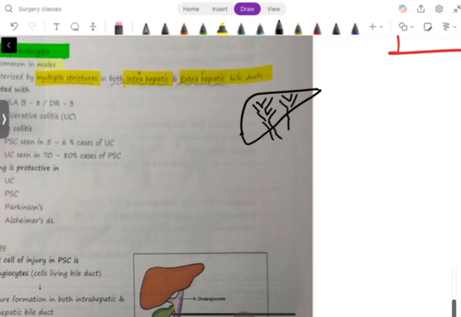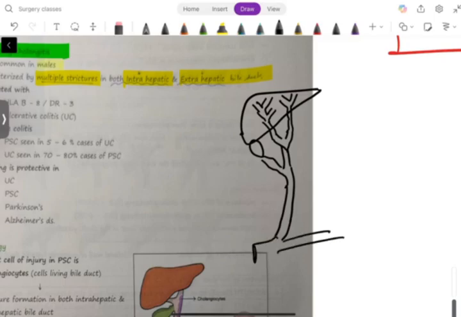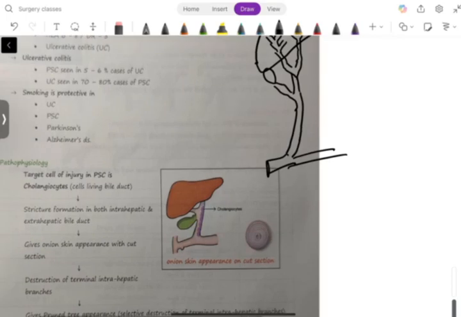These form the right hepatic duct and left hepatic duct. After this there will be the gallbladder, cystic duct, and this will continue along with the pancreatic duct. It will open at the ampulla of Vater. So this much we know, okay?